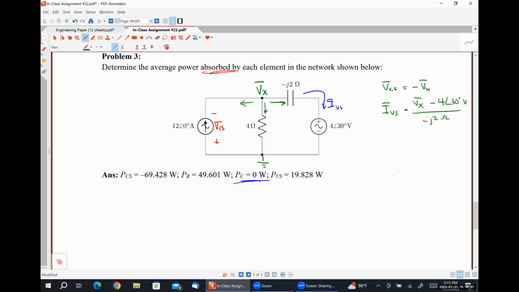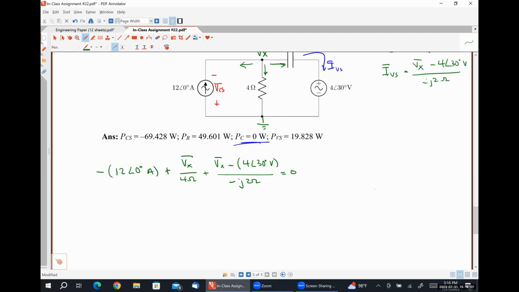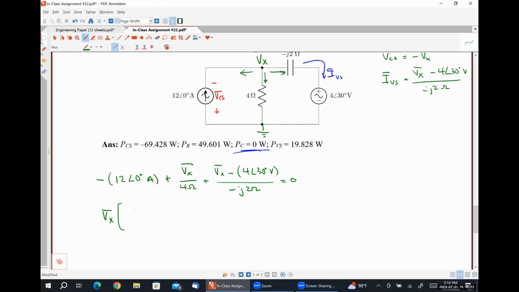So adding these 3 together, I'm going to have negative 12 angle 0 degrees amps plus Vx over 4 ohms plus Vx minus 4 angle 30 degrees volts divided by minus J2 ohms is equal to 0, which means Vx multiplied by 1 over 4 ohms plus 1 over minus J2 ohms will be equal to 12 angle 0 degrees amps plus 4 angle 30 degrees volts divided by minus J2 ohms.